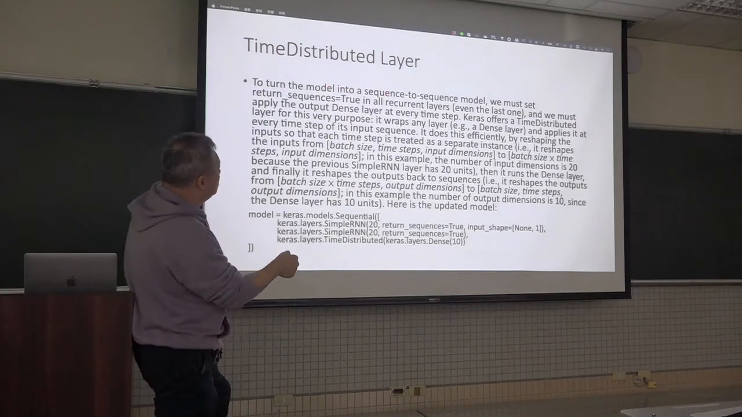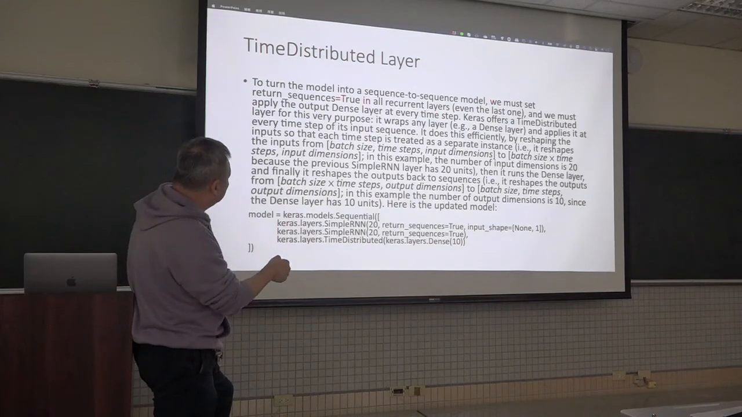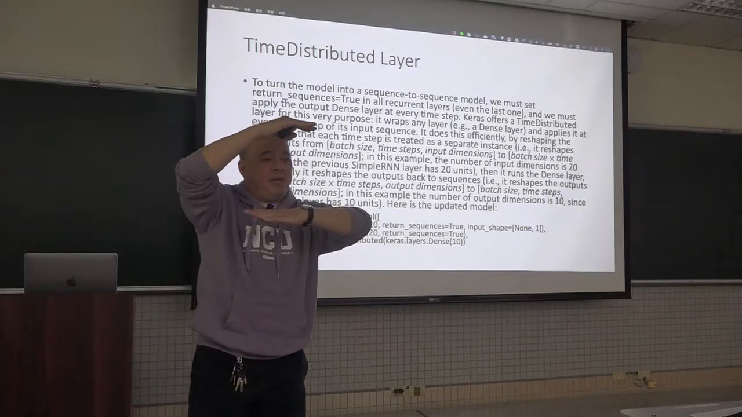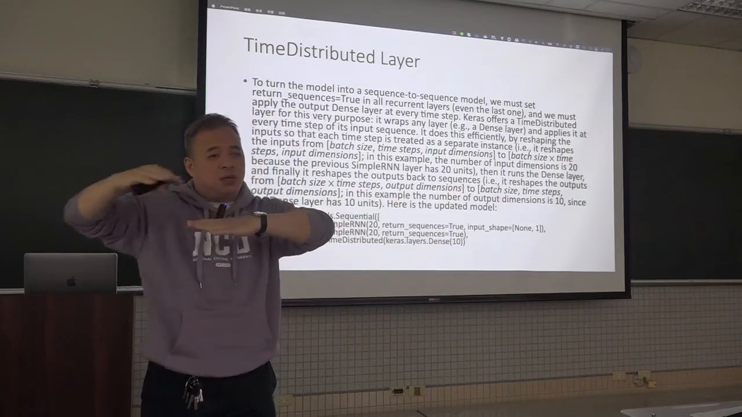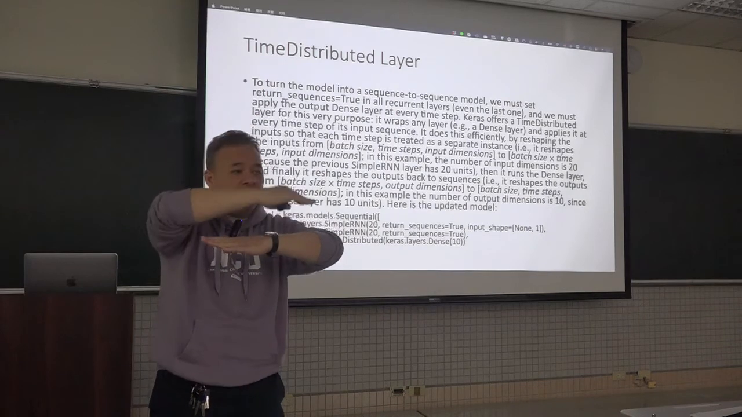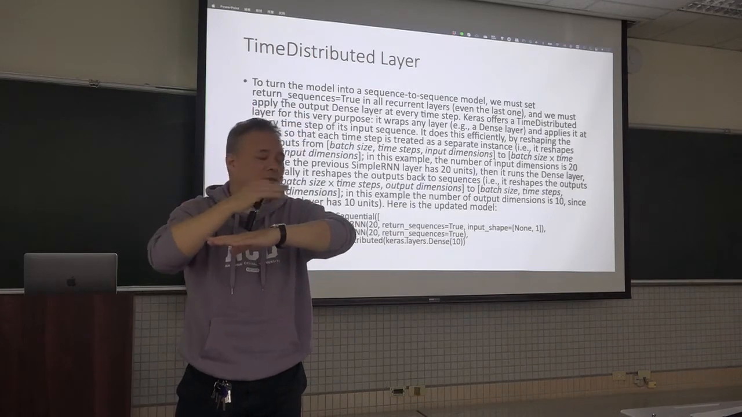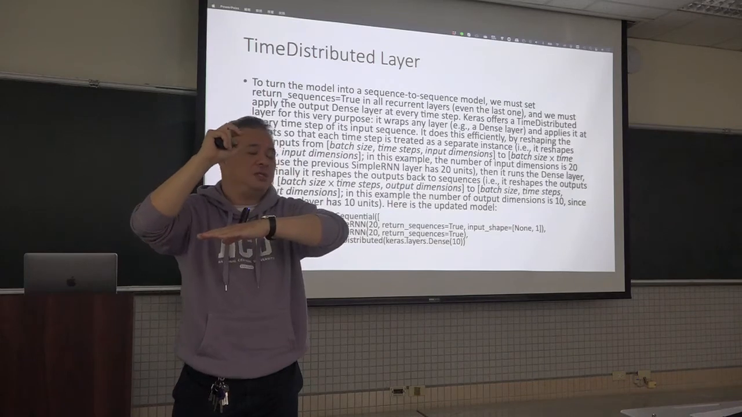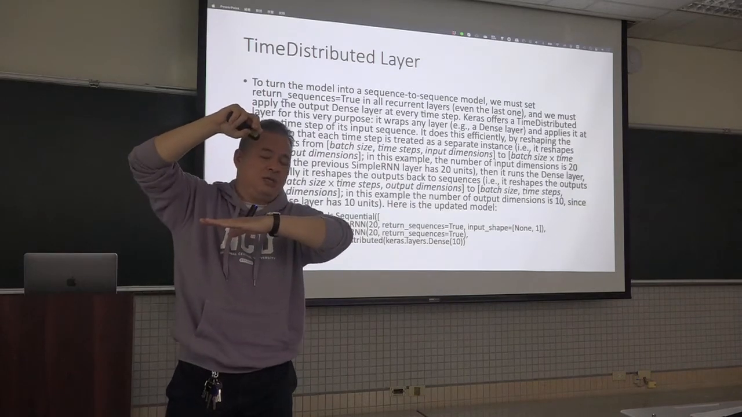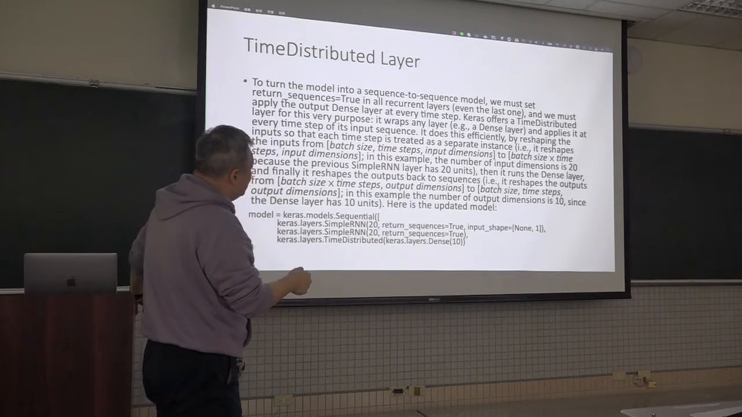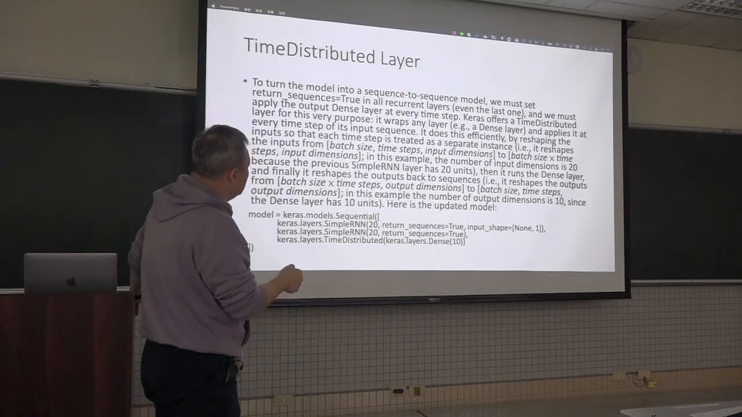So to turn the model into a sequence-to-sequence model, we need to set return sequences to true in all recurrent layers, including the last one, because the whole output will be compared with the ground truth, to see if every output is correct or not, and if not, how much difference it is, and use that to compute the gradient.